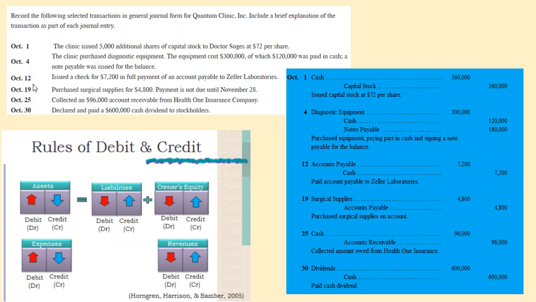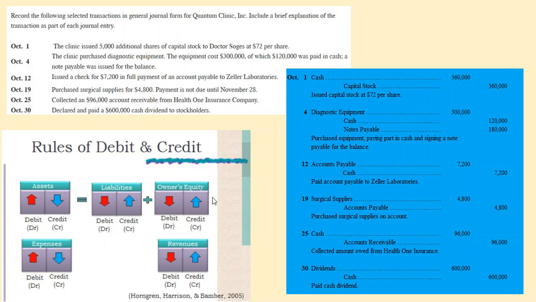All right, so let's see what happens on the 12th. On the 12th, we're going to pay off some of our accounts payable. Remember, accounts payable is a liability. A liability carries a credit balance, because as we put things in the payable accounts and increase the account, we're recording a credit. That means in order to decrease our accounts payable, we need to post a debit, because when we pay those bills, we are decreasing our liability. We no longer owe this $7,200.